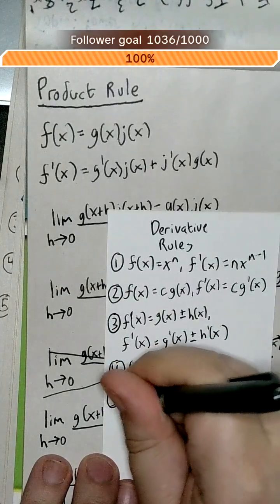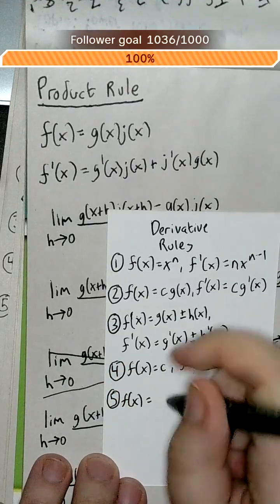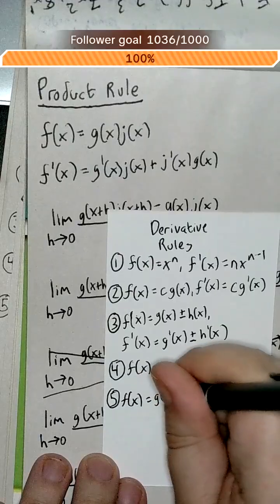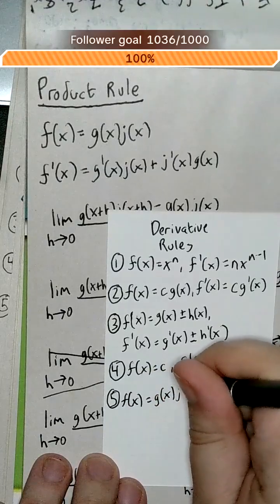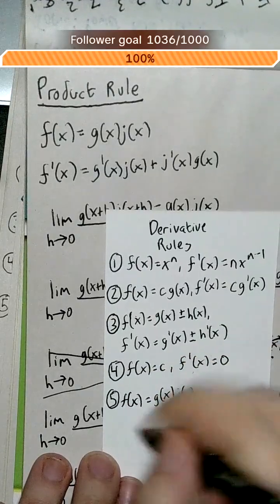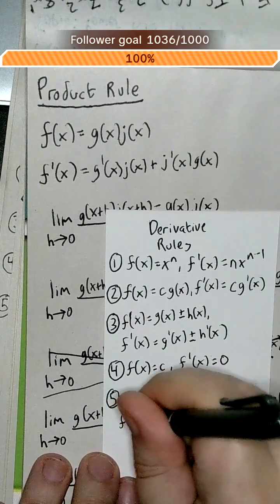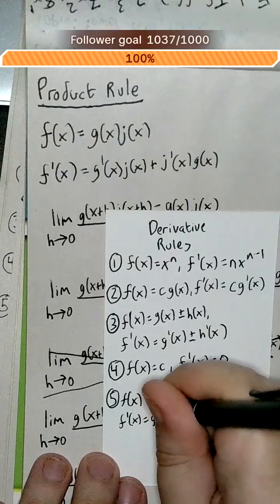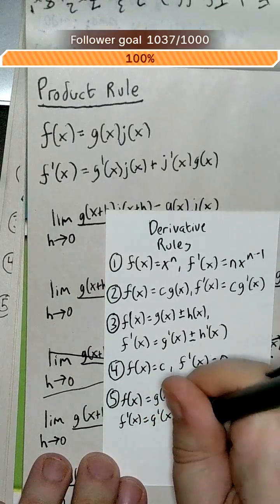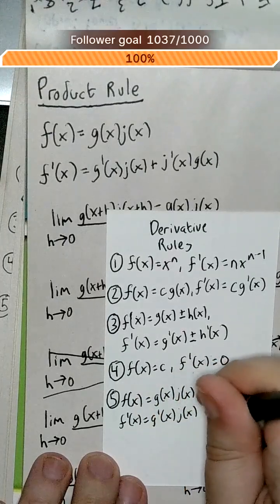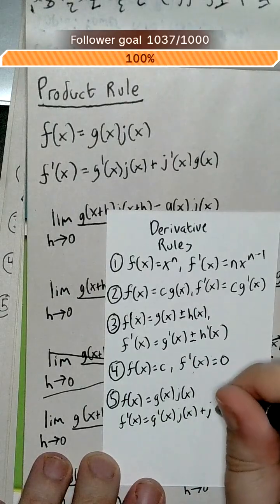So now if f of x equals g of x times j of x, then f prime is going to equal g prime j plus j prime g.